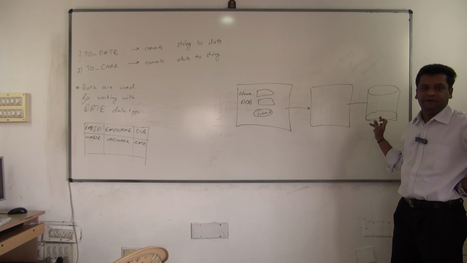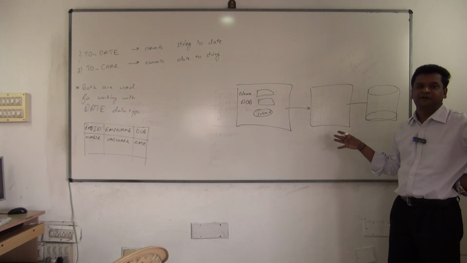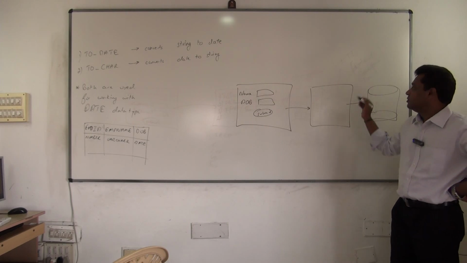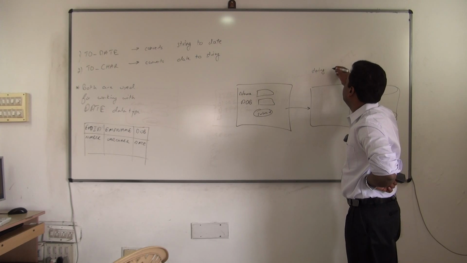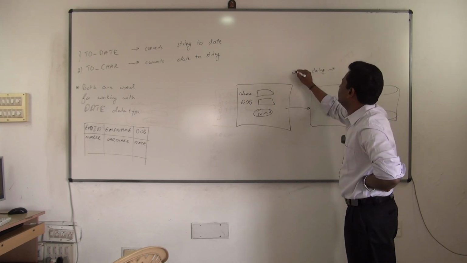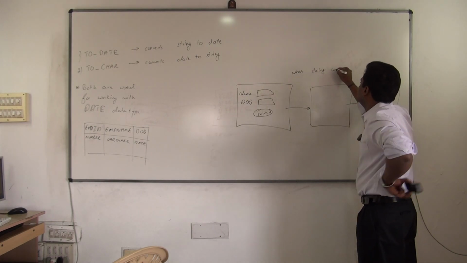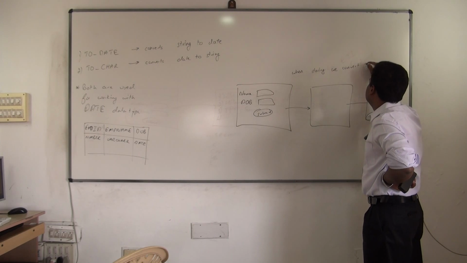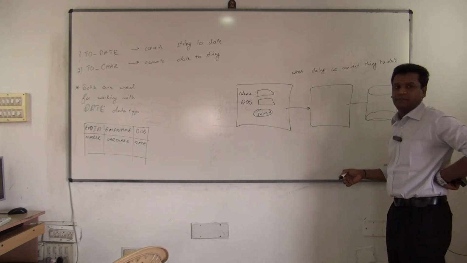Date and then stored into the database. So while storing, you'll be converting string to date. Understood? When you're storing, what will you convert? When storing, we convert string to date.